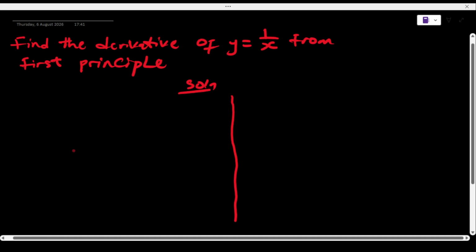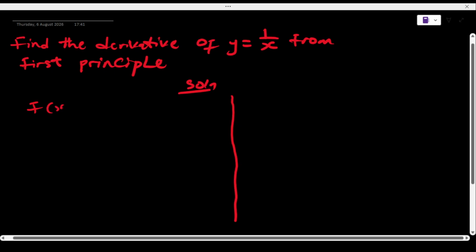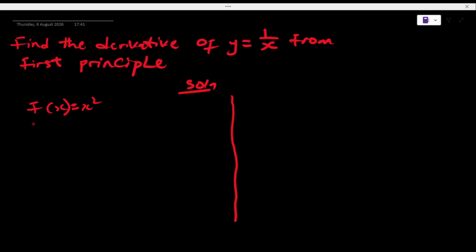Find the derivative of y is equal to 1 over x from first principle. In our previous questions, we dealt with f of x is equal to x squared. And in our previous lesson on functions, we talked about what a function is, and that it can be written either as f of x, function of x, or as y. They are the same thing. We have explained that in our previous lesson.